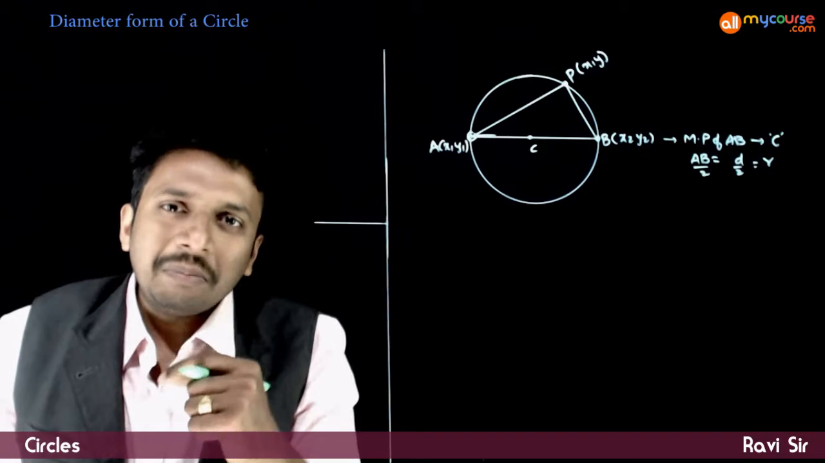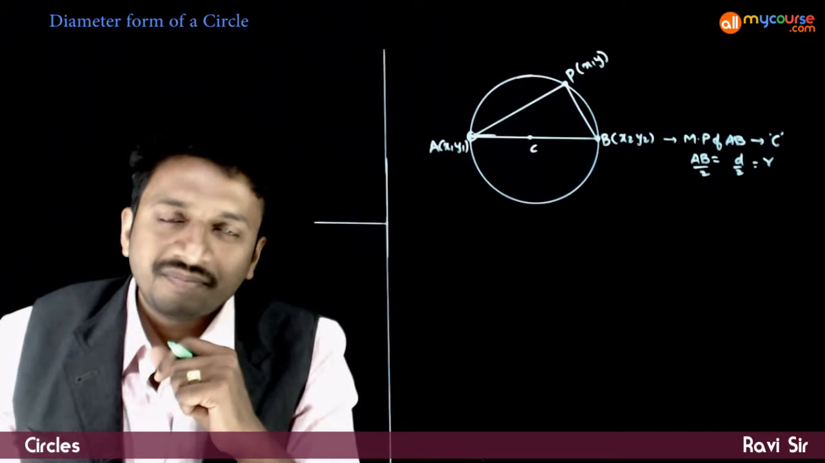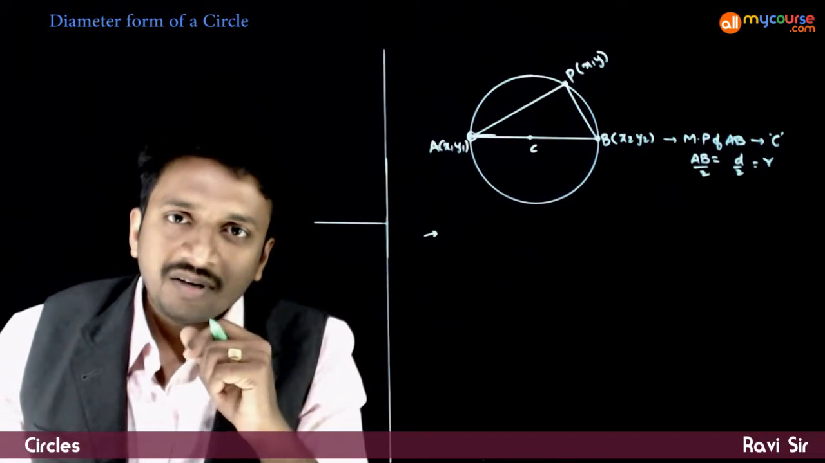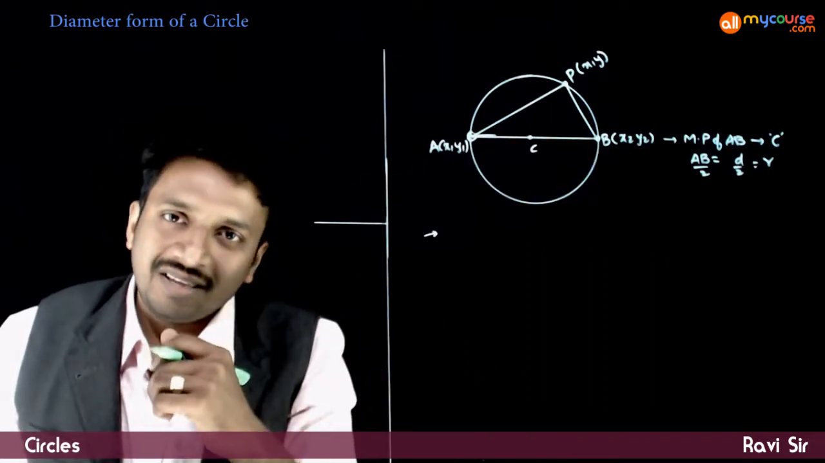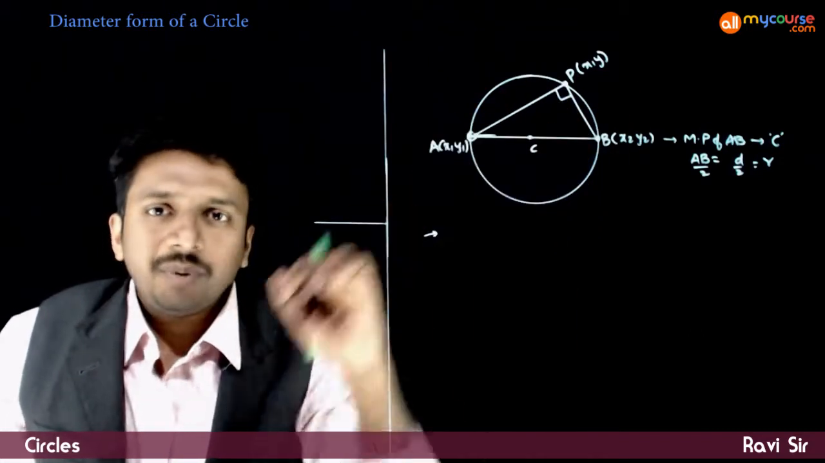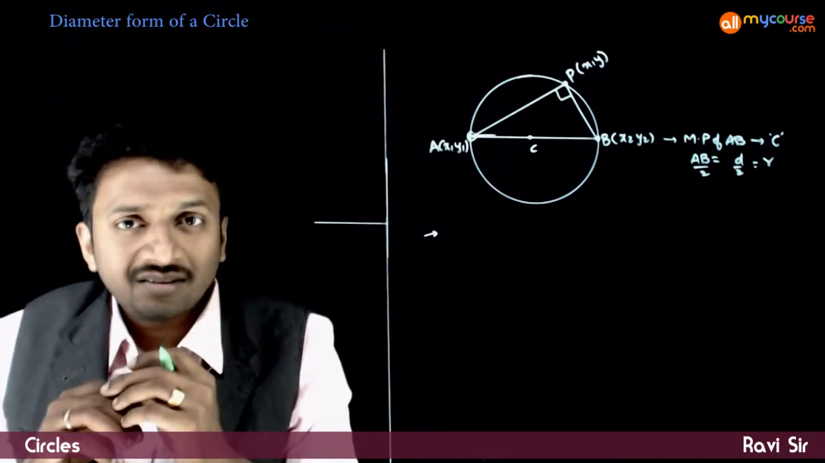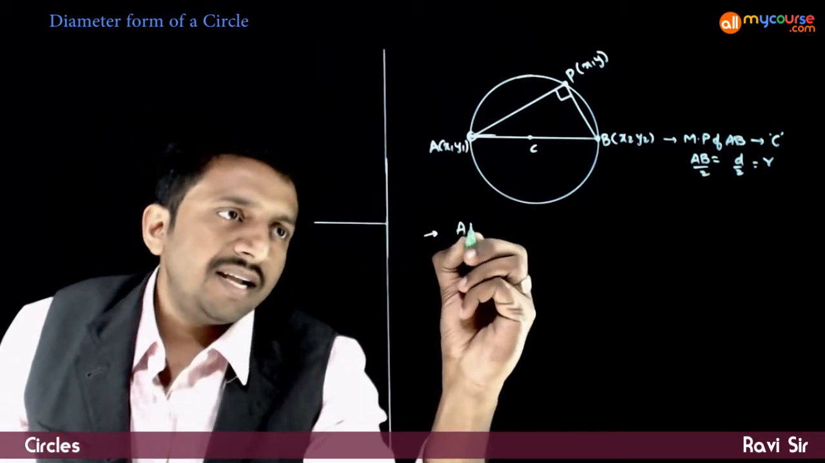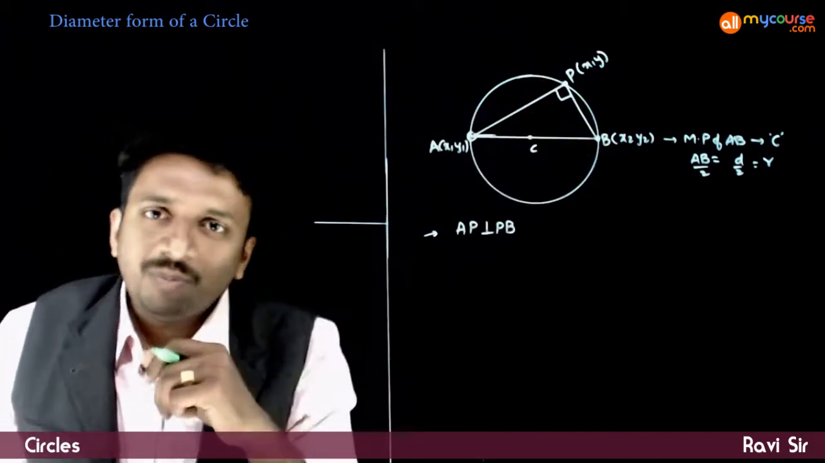But let us look at a better and easier way to find the equation of circle if these two points are given. So the theory is something like this. If the endpoints of diameter are given, is there some condition which each and every point on the circle satisfies? Yes. If you take any point on the circle, the angle between AP and PB will always be equal to 90 degrees. Because this is a property of a circle. The angle in a semicircle is 90 degrees. So the condition is AP perpendicular to PB.